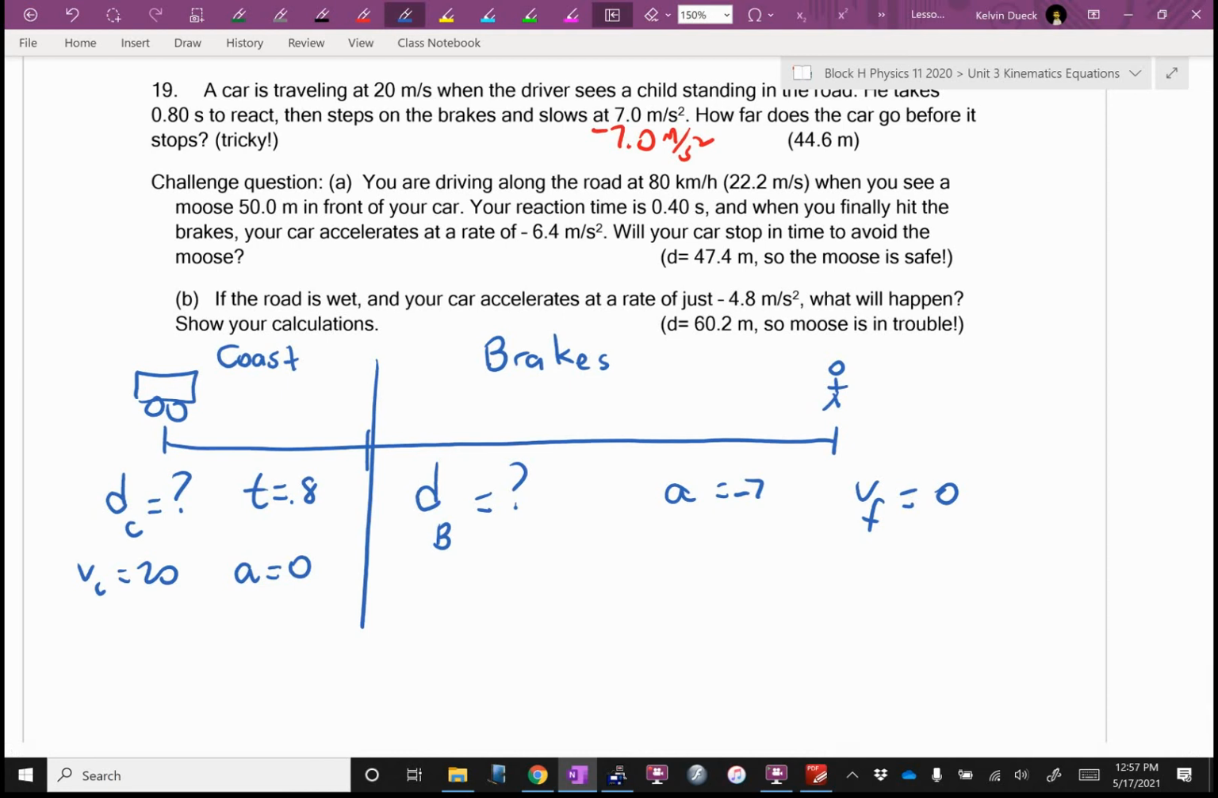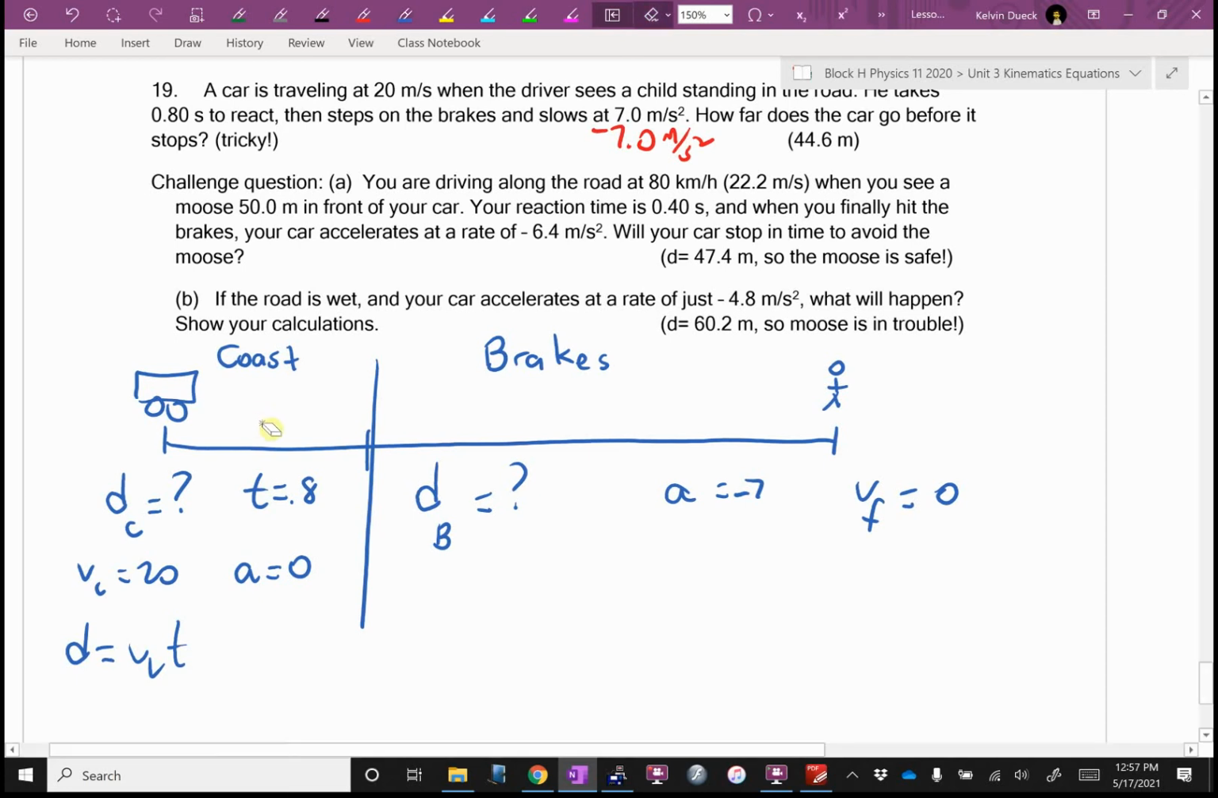Well, I have a D, a VI, a T, and an A in it. I would use D equals VIT. Technically plus a half AT squared. Why didn't I bother writing the plus a half AT squared? Because it's all 0. What's 0? A. A is 0, and so half AT squared is going to be 0. Okay, I'll come back to you in a second.